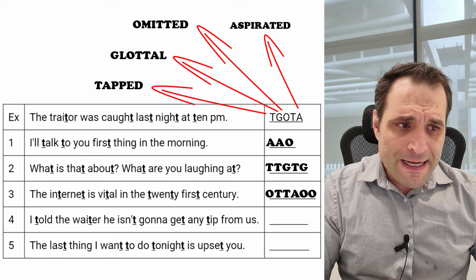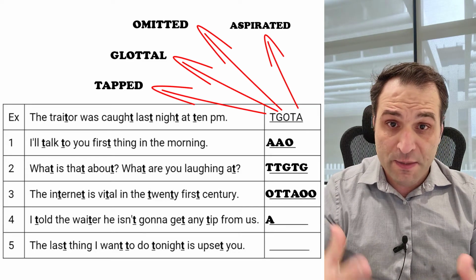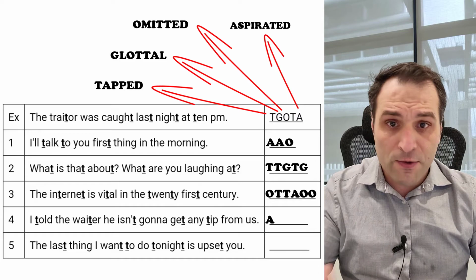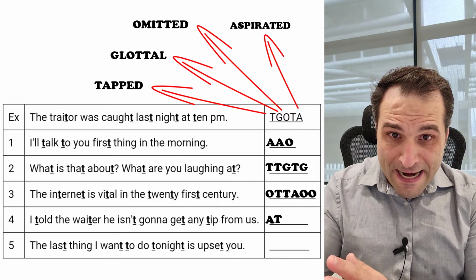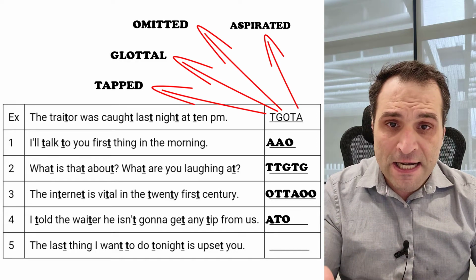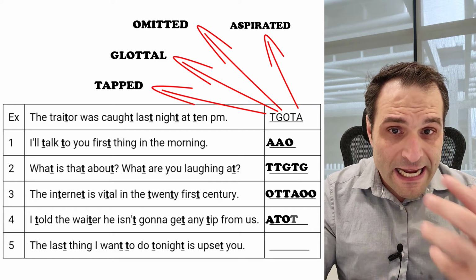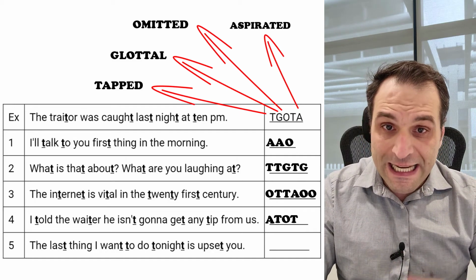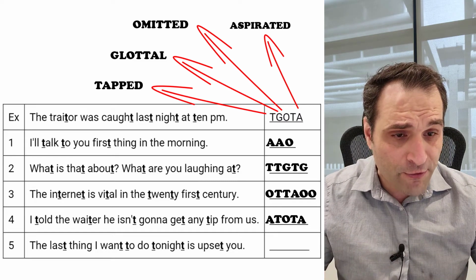Number 4. I told the waiter he isn't going to get any tip from us. All right, so I told the waiter. T in told is aspirated because it's the beginning. I told the waiter. Then you got the T in waiter is in the middle between two vowels, so it's tapped, waiter. I told the waiter he isn't, because I got the N here, remember? The T goes away, so he isn't gonna get any. It's a tapped sound, get any. I'm not gonna explain again why, because I think you know now. Get any tip, in the beginning, tip, aspirated, from us. Okay, I told the waiter he isn't going to get any tip from us.